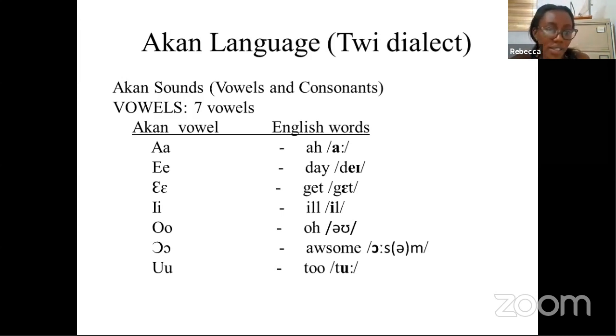The first vowel we have is a, as in the word 'as'. The second is the a in the word 'day'. So the a in 'day' is what we see in this sound. Good. Now we have the e sound, and we have that same sound in the word 'get'.